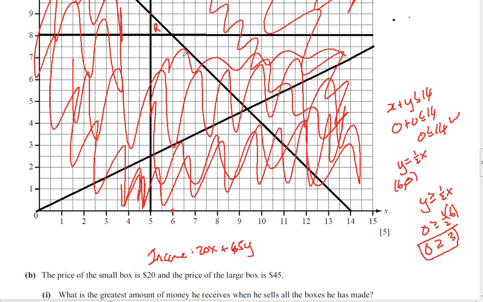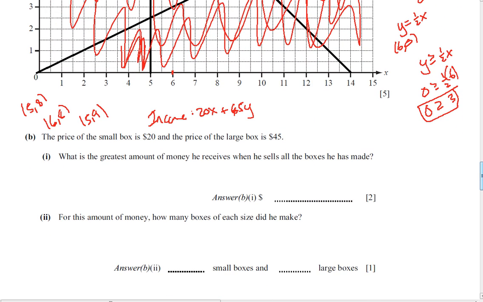So 5 and 9 is one vertex, 6 and 8 is one, and 5 and 8. Substituting these in: 5 and 8, 6 and 8, and 5 and 9. Let's find out what these give you, and we choose the one which gives us the greatest. So 20 times 5 plus 45 times 8, which is 460.